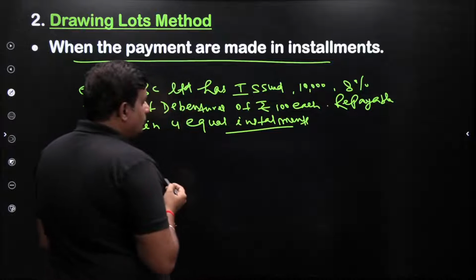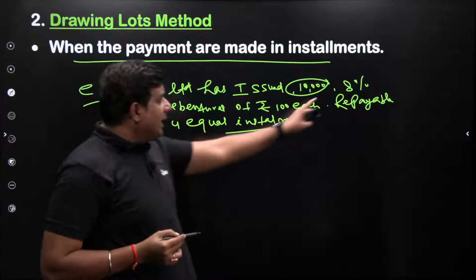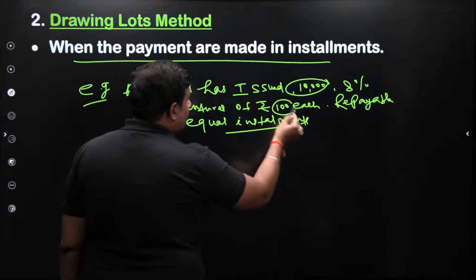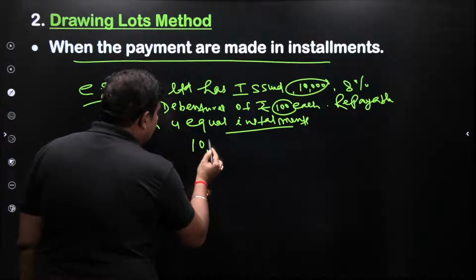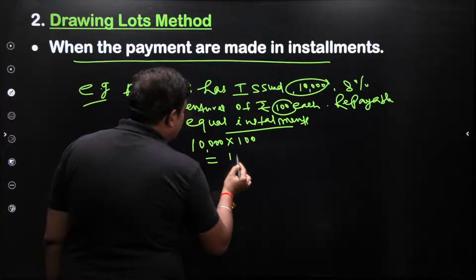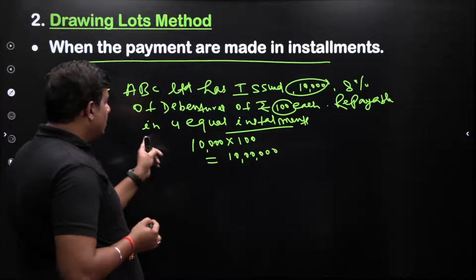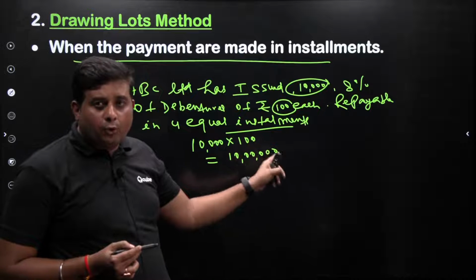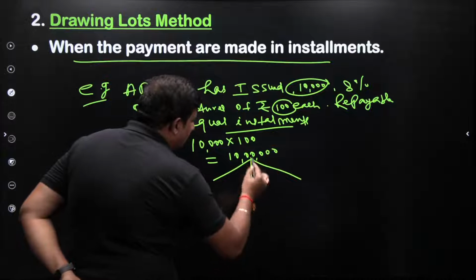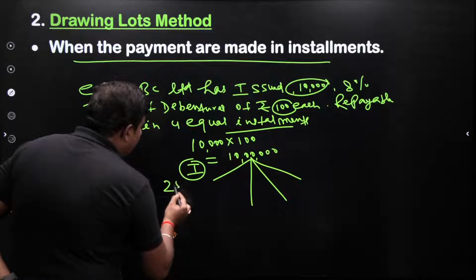We have issued 10,000 debentures, and they carry interest at the rate of 8%. One debenture costs rupees 100, so 10,000 debentures multiplied by 100 means the total value would be 10 lakh. Now, as per the question, it is repayable in 4 equal annual installments, so 10 lakh is simply divided into 4 parts. In the first year, we are going to repay 2,500 debentures.